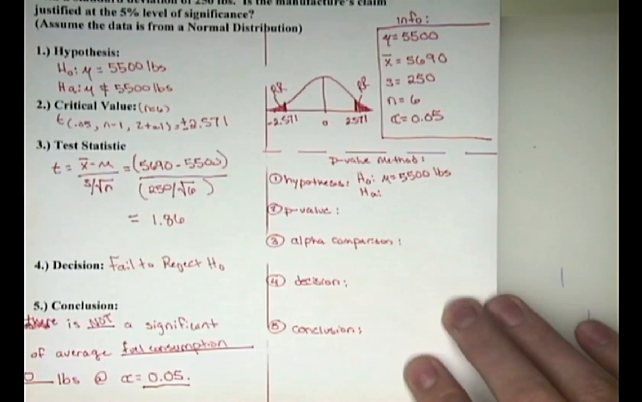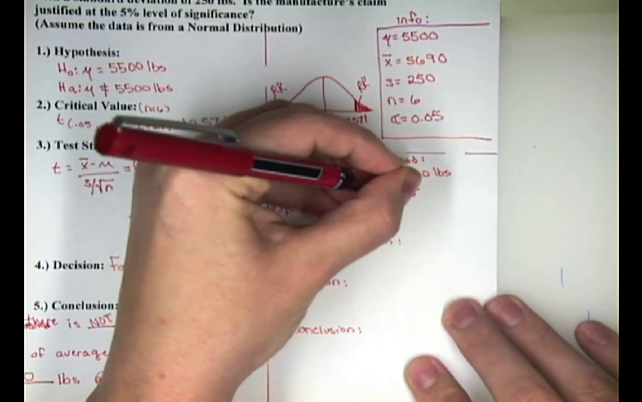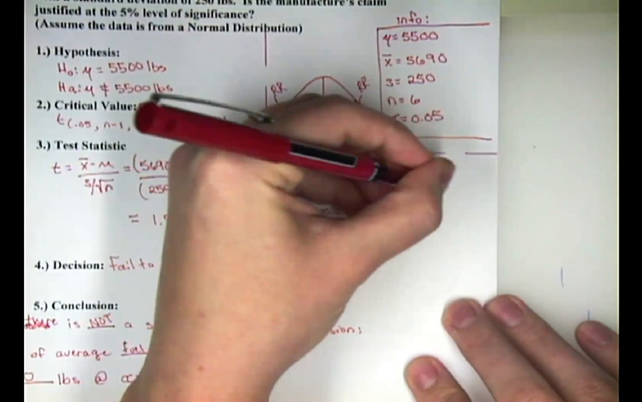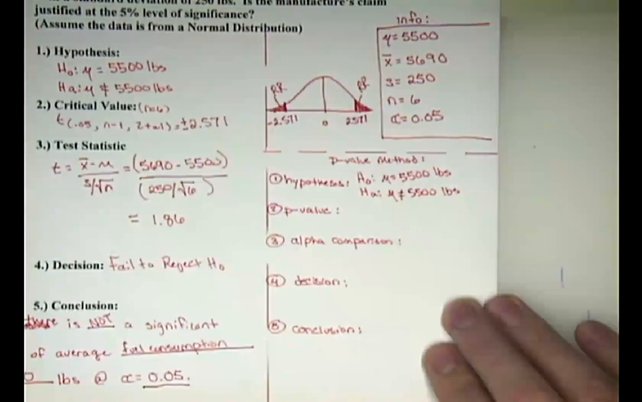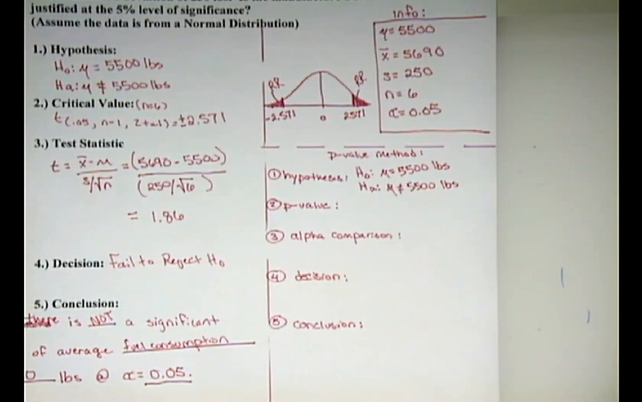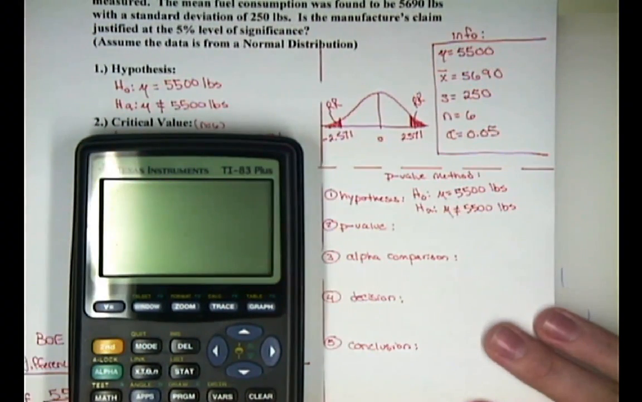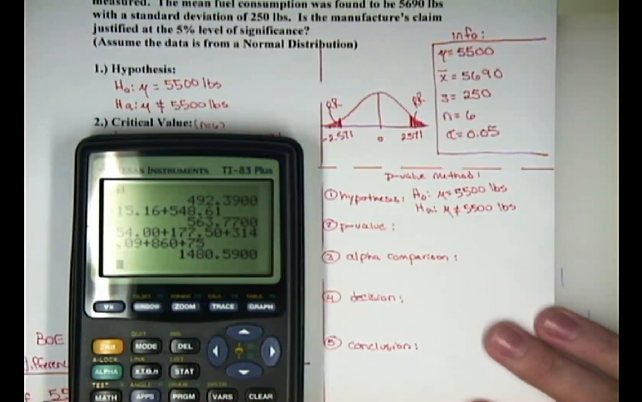When they say things like justified, they mean either way, greater than or equal, less than. Is it somehow different than what they're claiming? Okay, so that's your hypothesis. And then you're going to go to your calculator to get the p-value. You can find it manually. See previous videos for where I did that.